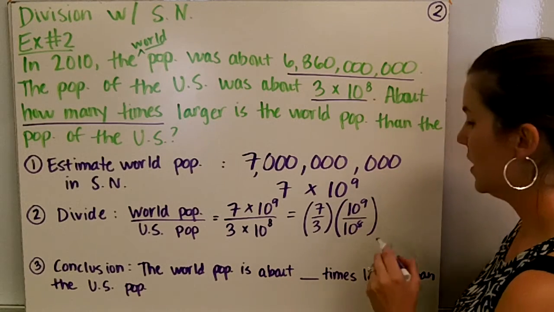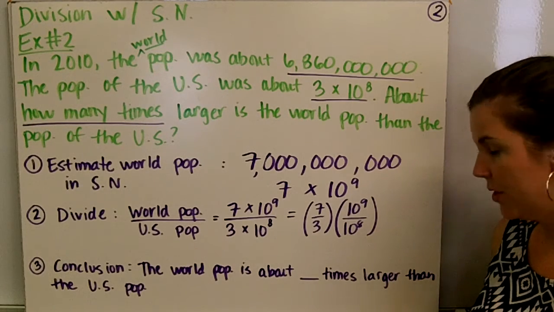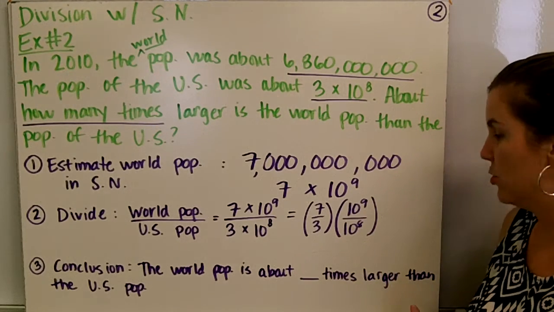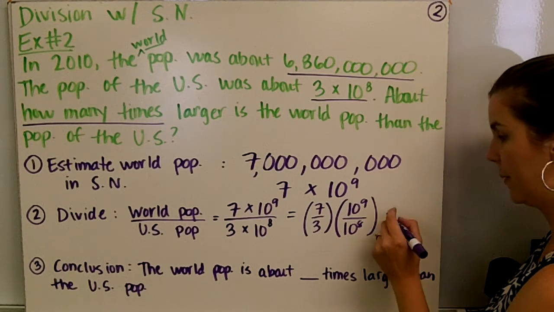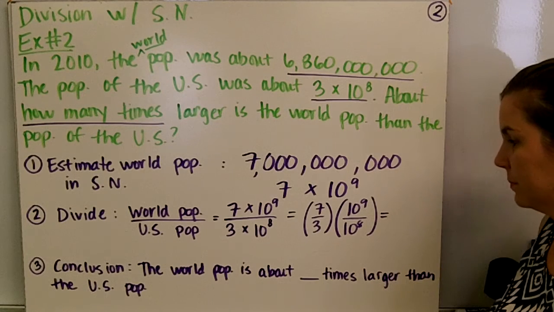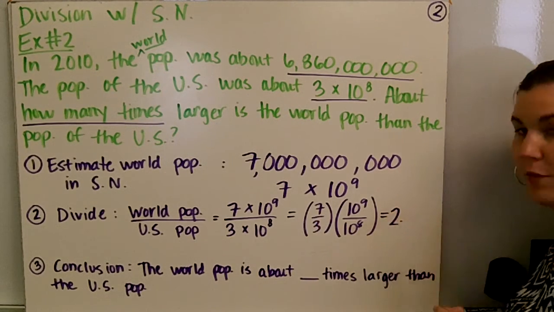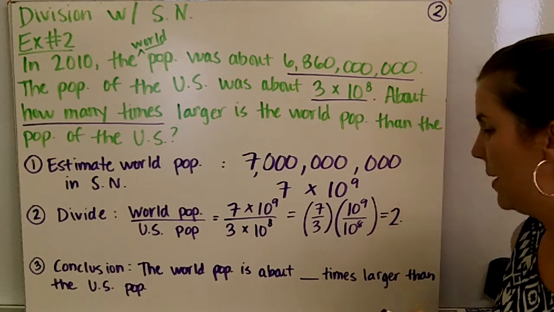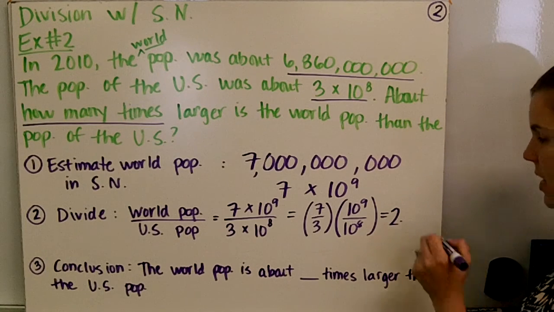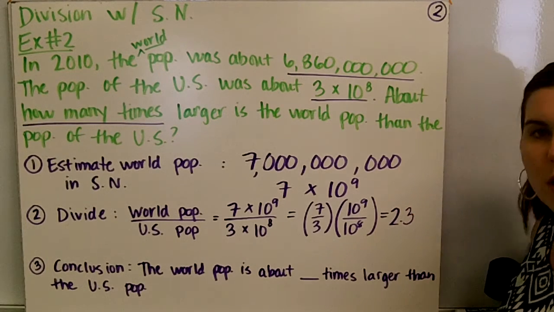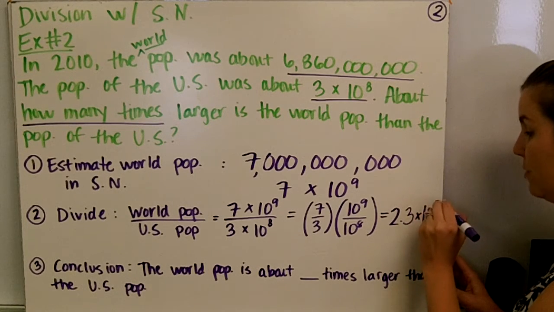All right. 10 to the 9th divided by 10 to the 8th, that's an exponent rule that you should be familiar with. Remember, when dividing like bases, you subtract the exponents. So we say 9 minus 8, which gives us 1. All right, so when you divide this, it doesn't come out perfect, but it comes out to be about 2.3. Let me check on my calculator. 7 divided by 3, about 2.3, and it's repeating. We're just going to round it for these purposes, and it's times 10 to the first power.